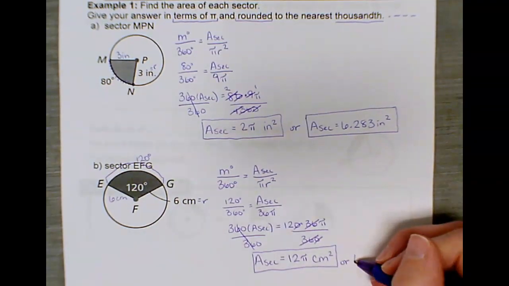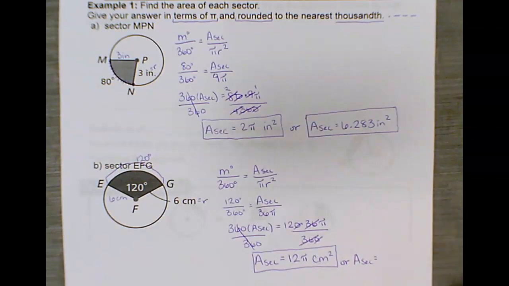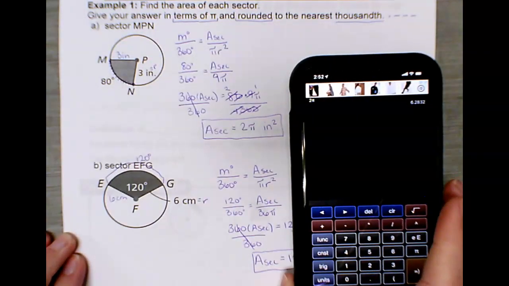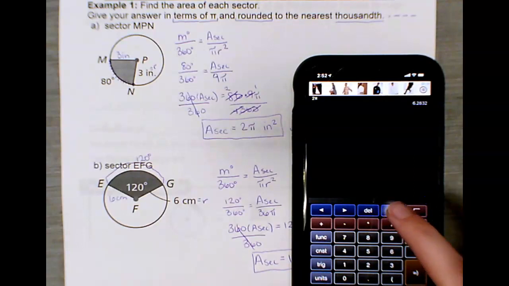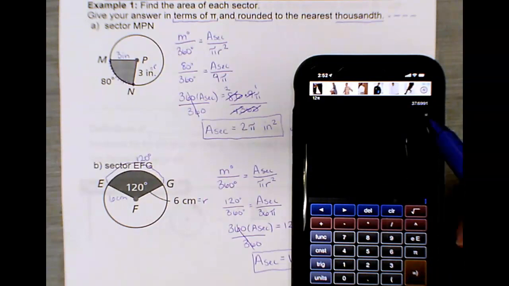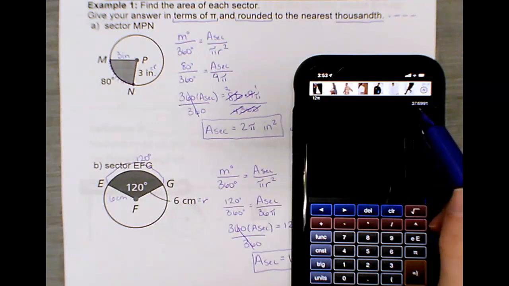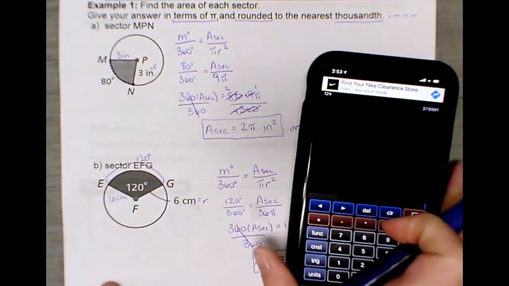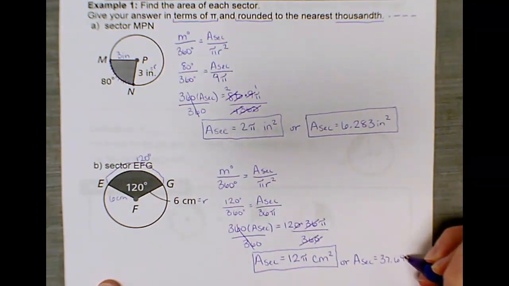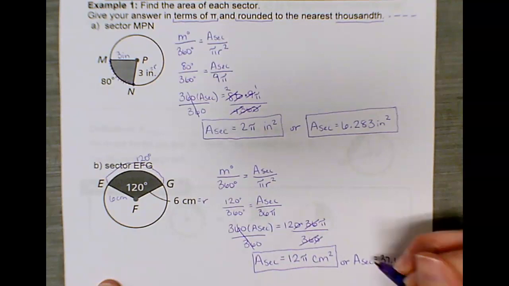Now I also need to find the area of the sector rounded to the nearest thousandth. So I've got my calculator. I'm typing in 12 times pi, not 12 times 3.14, just 12 times pi. This is 37.6991, so that rounds to 37.699. And again, I'm measuring in centimeters squared.